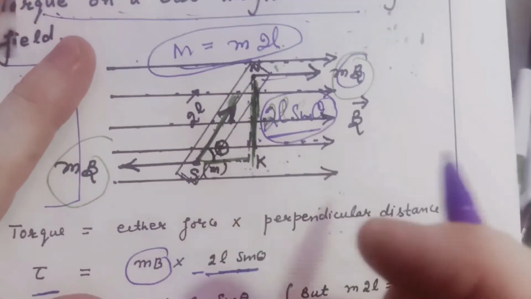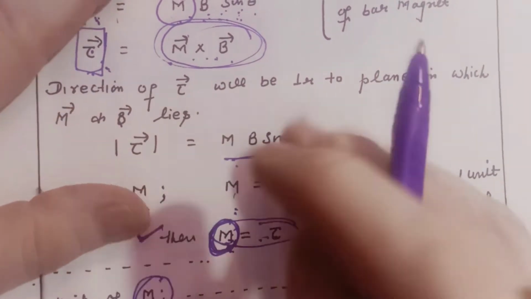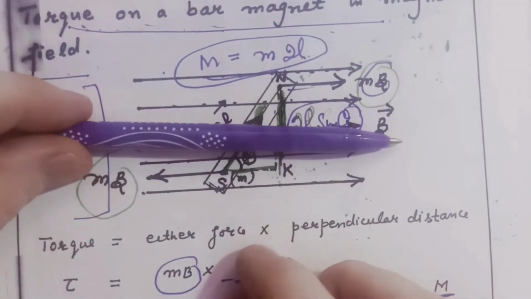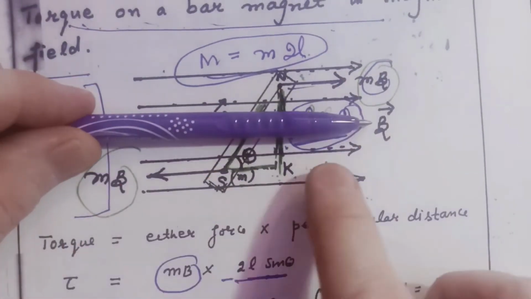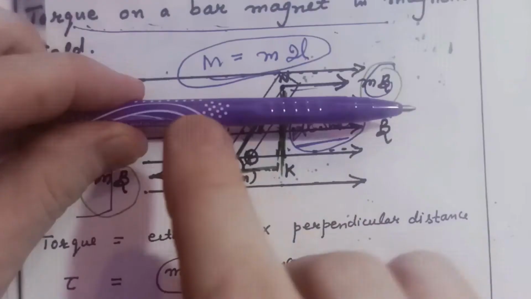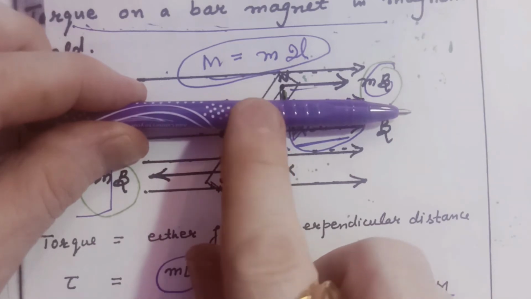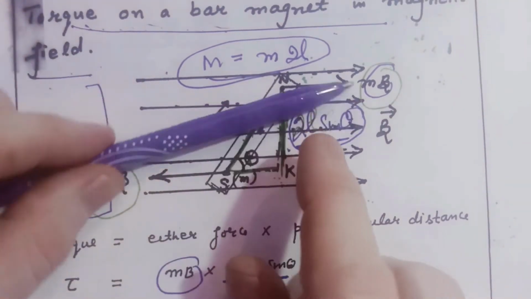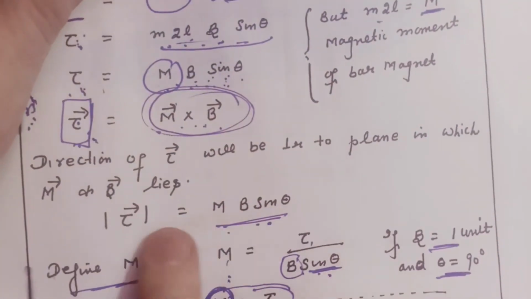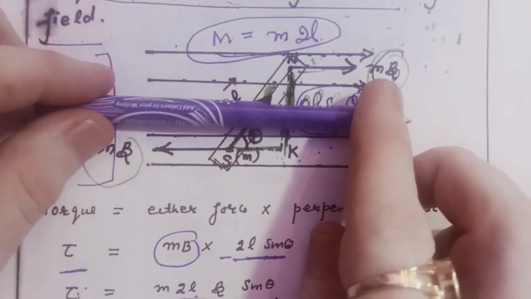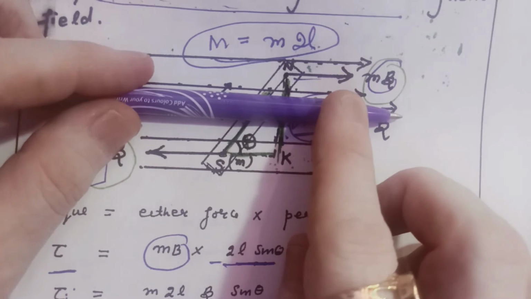Now next I am coming, because torque is mB sine theta. If the magnet is placed like this, because the field is also along this side, no torque will act, because here theta equals 0 degrees. Theta 0 degrees means torque 0. But the question for you: if the torque is 0, what do you say, the forces are also equal to 0?